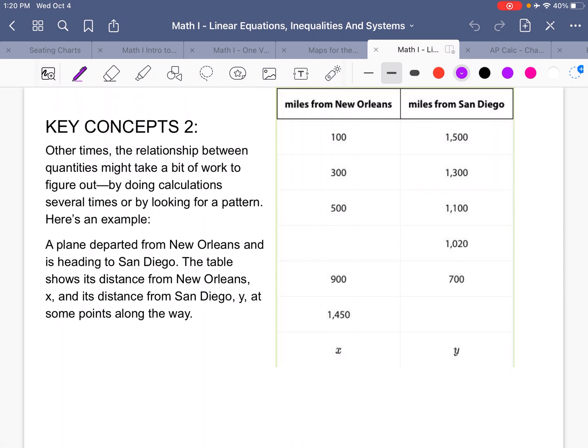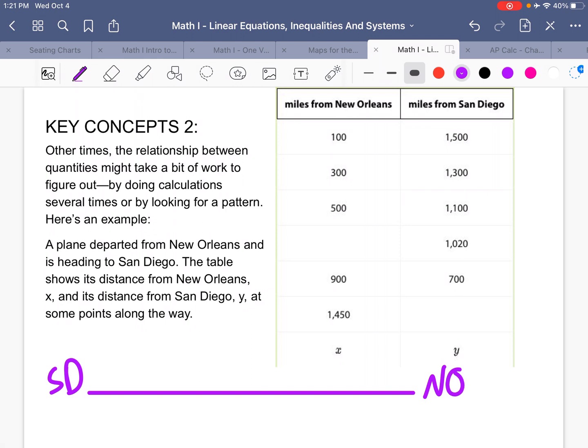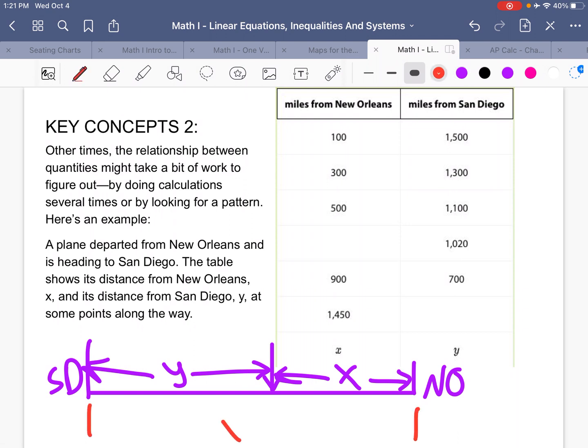First thing I thought of was, let me draw a picture. So let's say this line here is the path of the plane from San Diego to New Orleans. The airplane is somewhere in between. Let's say it's here. The miles from New Orleans, that's x, and the miles from San Diego is y. Looking at these two things, x and y together should give us the total distance from San Diego to New Orleans.